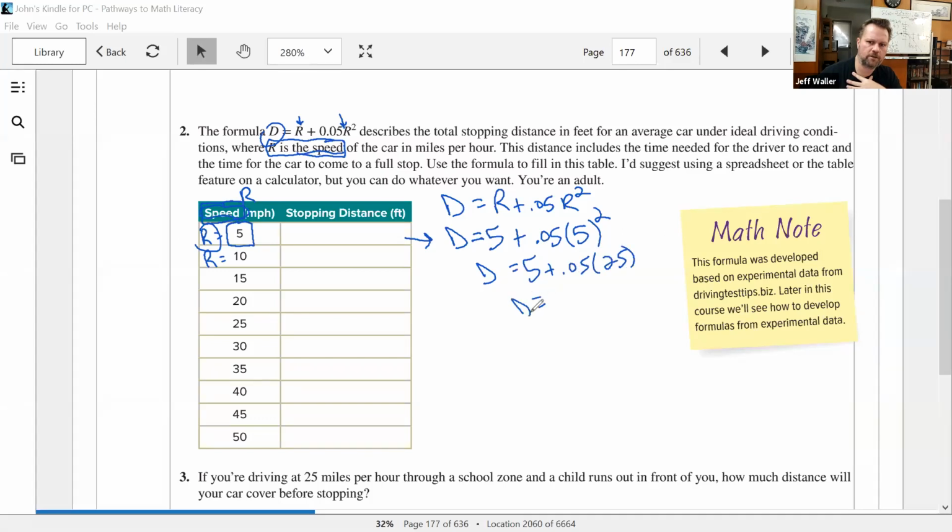Of course, you could just throw this in an old calculator, but still. And then whatever that is. Looks like it's going to be 6.75? Sorry. It's too early. That should be 6.25. So what does that mean? If I'm going 5 miles an hour, whatever kind of car they use, it should take me on average 6.25 feet to stop.